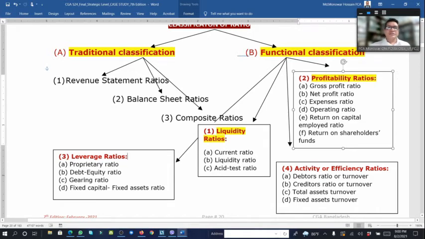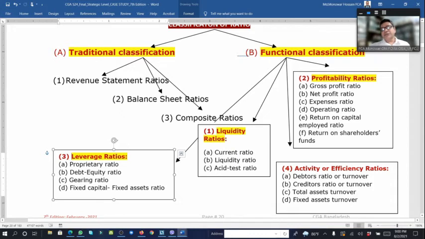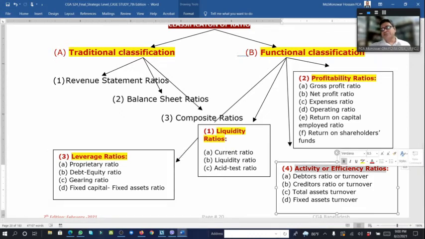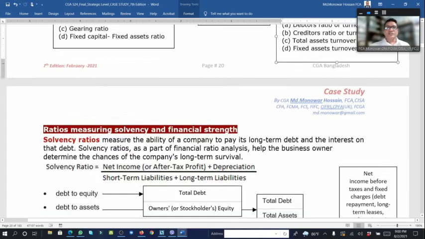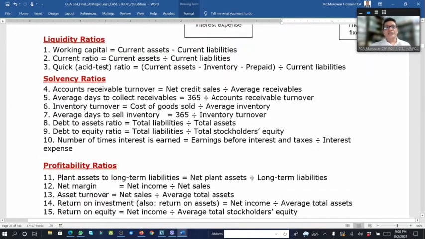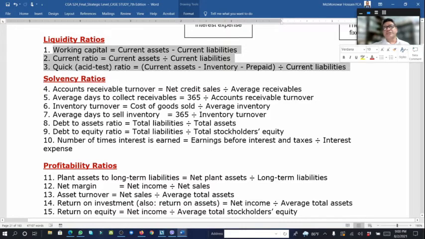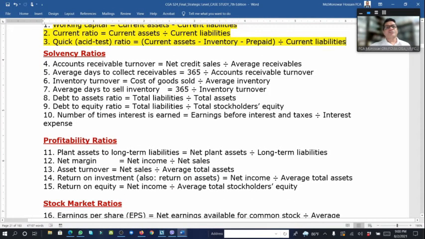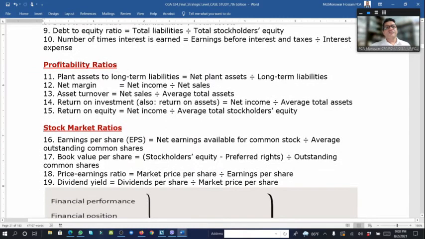Also leverage ratio. Different types of leverage ratio, that means proprietary ratio, debt equity ratio, gearing ratio, fixed asset ratio. Sometimes activity or efficiency ratio we have to calculate: debtors turnover, also creditors turnover, total asset turnover, fixed asset turnover. So that type of calculation we can calculate in different ways. Sometimes scenario analysis. So this is the basic formula here for the liquidity ratio: working capital, quick ratio or current ratio, sometimes solvency ratio, and sometimes profitability ratio.